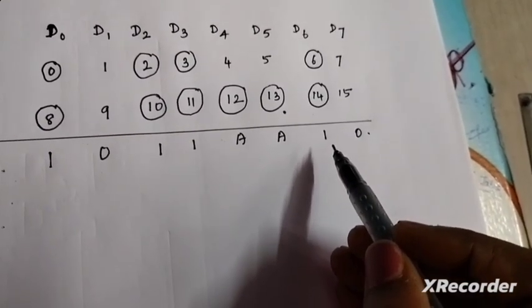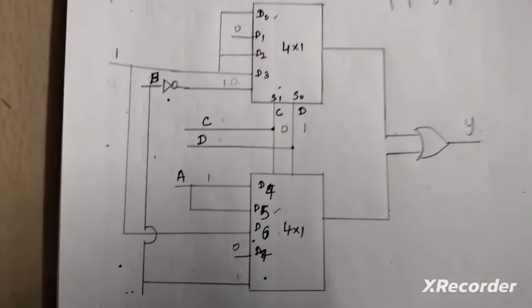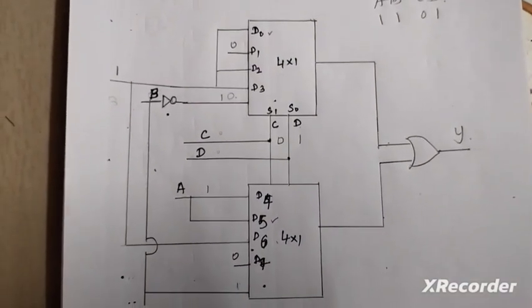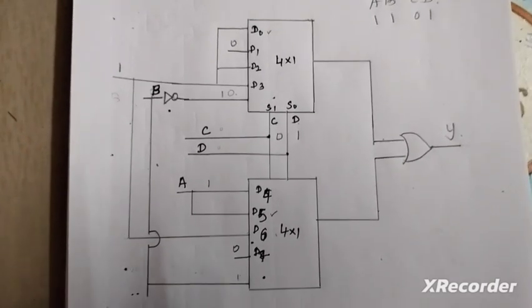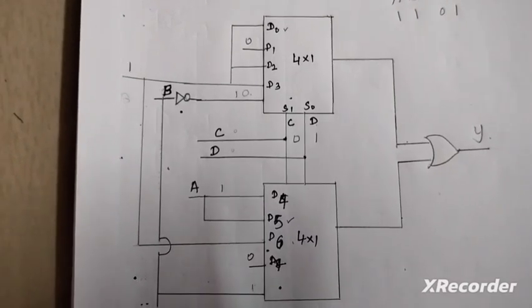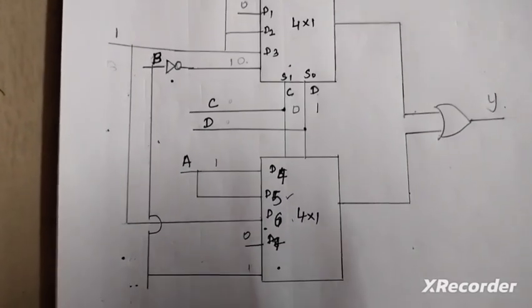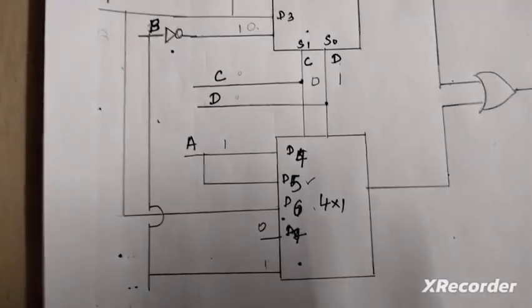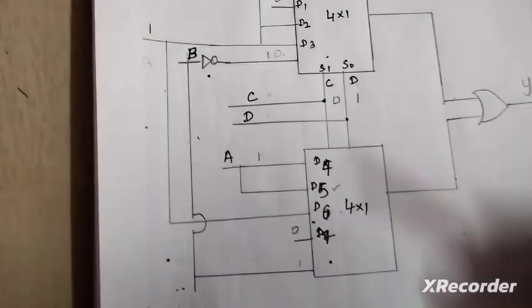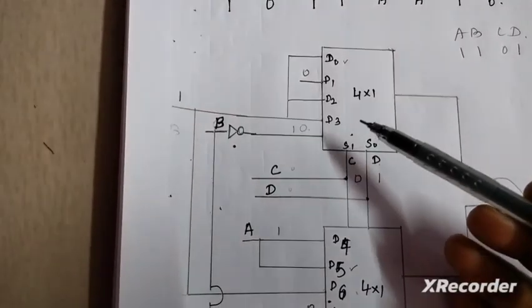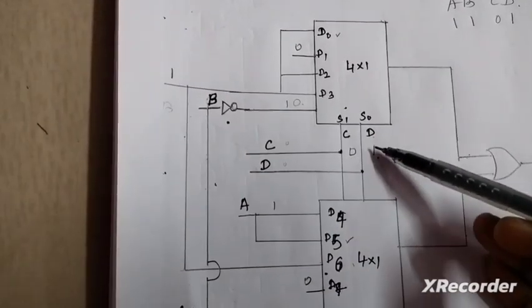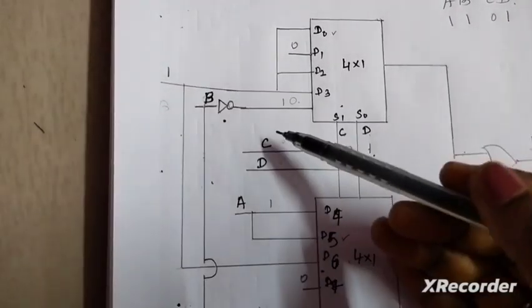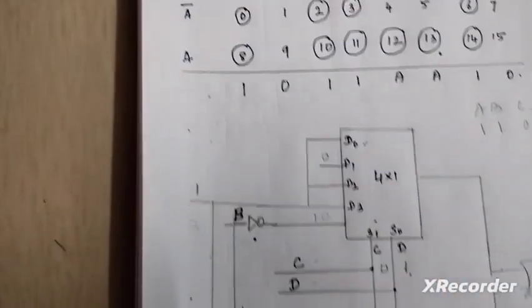Next, we are going to draw the diagram for two 4x1 mux. For that, first you have to draw two 4x1 mux. The upper 4x1 mux I have written as D0 to D3. Similarly, for the lower 4x1 mux, I have written D4 to D7. So this is nothing but two 4x1 mux. Both depend on the selection lines, so I have taken S0 and S1. The variable already taken is A. So based on this output, I am going to draw the diagram.